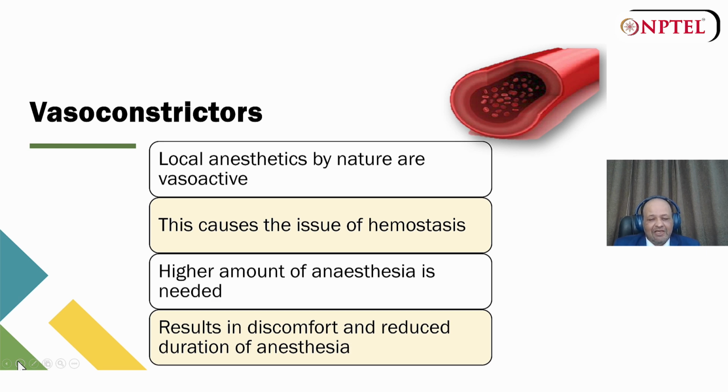So mepivacaine is a relatively cardioprotective local anesthetic, but we don't usually get it in India. This causes an issue of hemostasis. So obviously, when you want a bloodless surgery, you can use local anesthesia with adrenaline. The higher amount of anesthesia is needed if you don't use it. And obviously, if you don't use it, it results in discomfort and reduced duration of anesthesia.